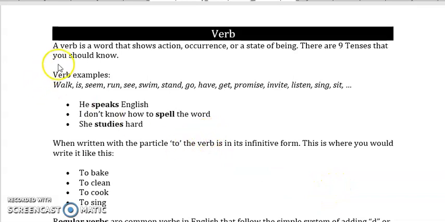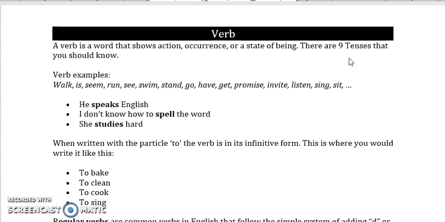Definisi. A verb is a word that shows action, occurrence, or a state of being. And there are 9 tenses that you should know. 9 tenses here means the time indication or time frame. Indikasi masa. Alright, that the verb resembles.